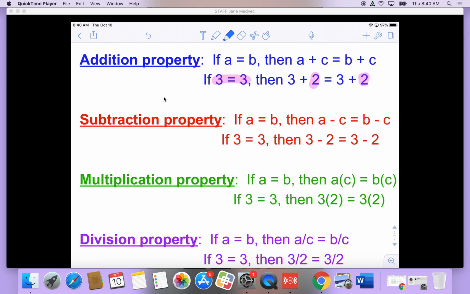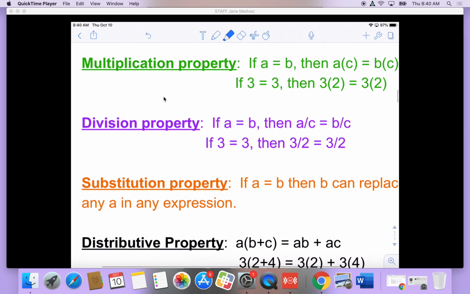Let's go on and move to the subtraction. It says that if I have A equals B, then if I subtract C from each side, it's subtraction. So an example would be I've got 3 equals 3. Notice I'm subtracting a 2 from each side. What did I do? I subtracted. We'll do examples, so it'll make more sense as we do it. I'm just going over the properties.